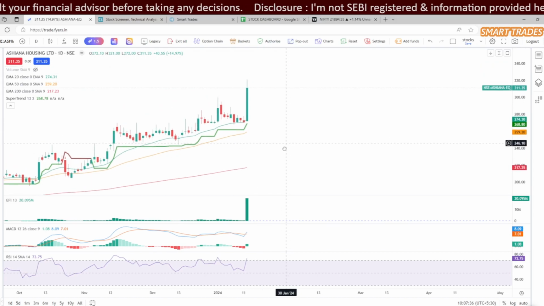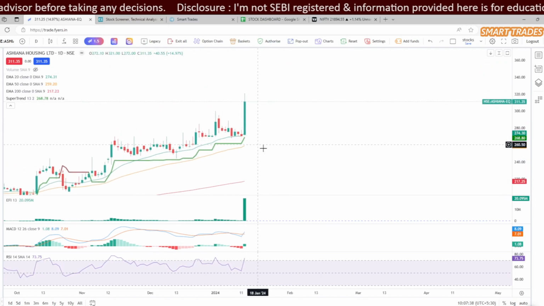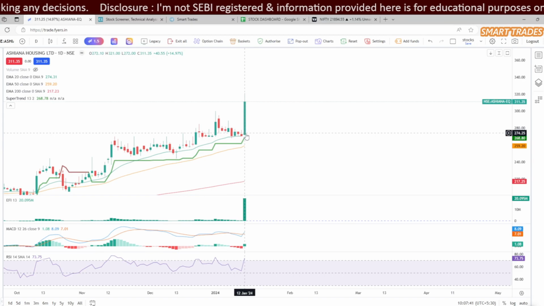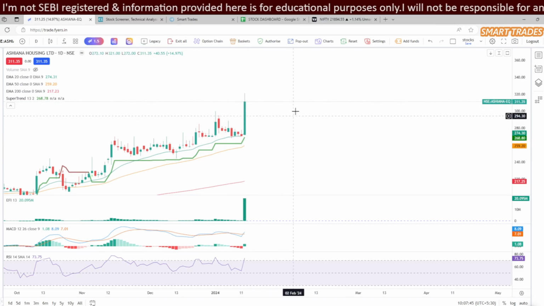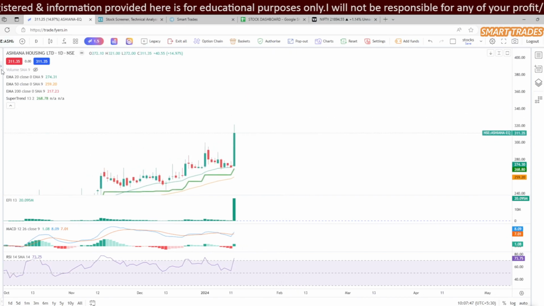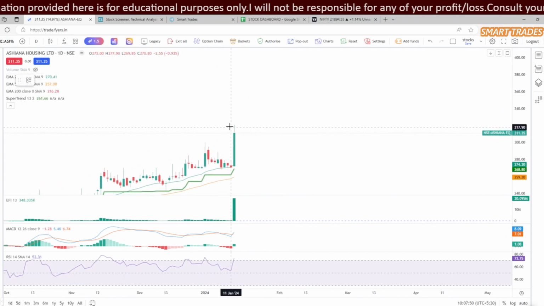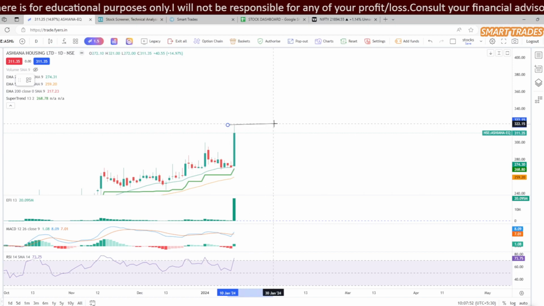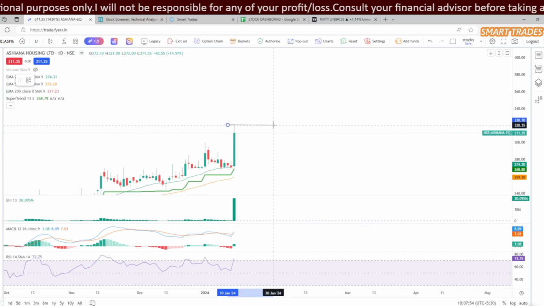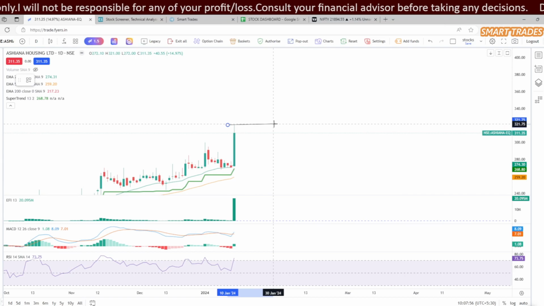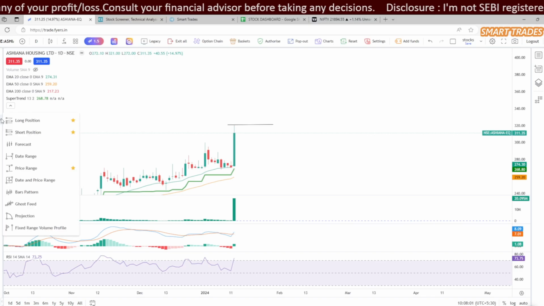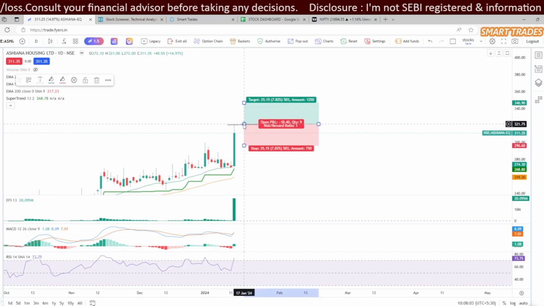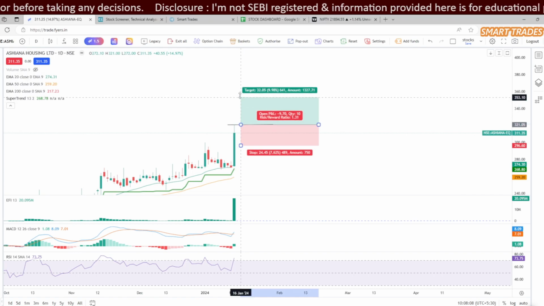Fourth one, it should be closing above the super trend. Okay, the close should be above the super trend. So you can see the close is already above the super trend. Okay, so here you can take entry once it is crossing the previous day high on Monday. Okay, so you can take a position here. Once it is crossing this previous day high, you can take a position.